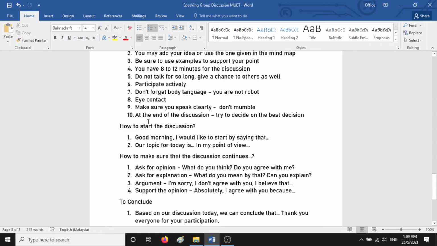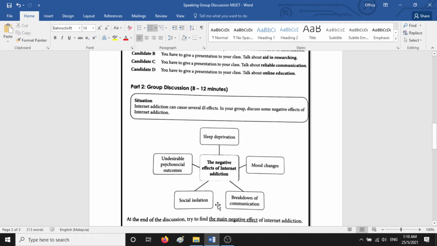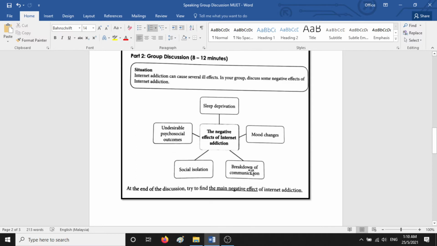And then number 10, at the end of the discussion, try to decide on the best decision. Amongst all these ideas, in the end of the discussion, try to find the main negative effect of internet addiction, meaning that you have to decide on which one is the best option or the best suggestion. That will be the conclusion and also the closing.